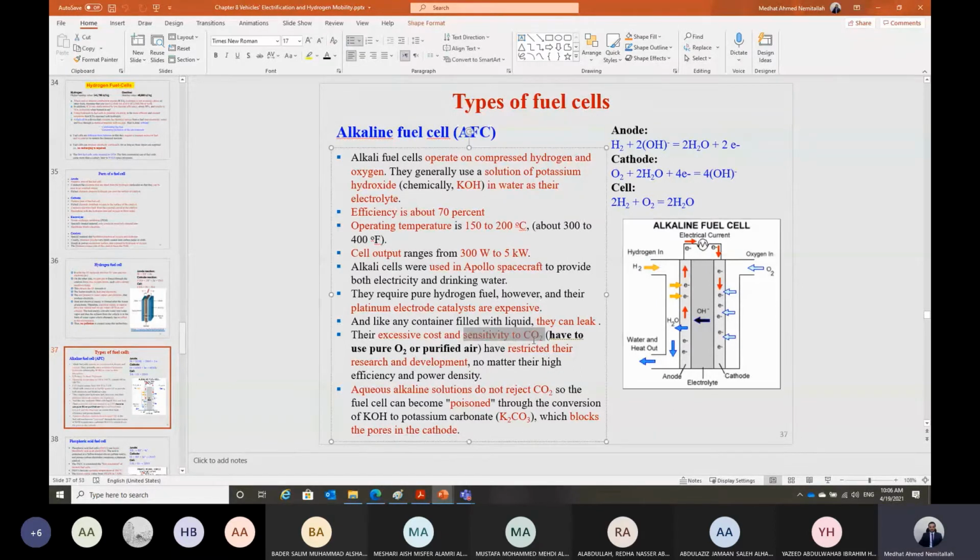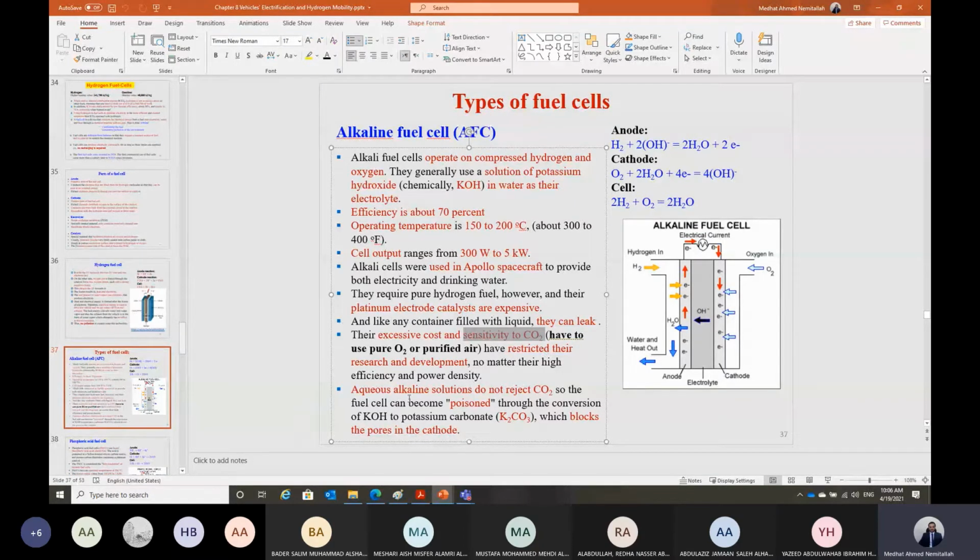its sensitivity to carbon dioxide. So usually we have the atmospheric air. This fuel cell is supplied with it. It takes the oxygen from the atmospheric air. But usually, with the pollution in the atmospheric air, we have a significant percentage of carbon dioxide already existing in this atmospheric air.